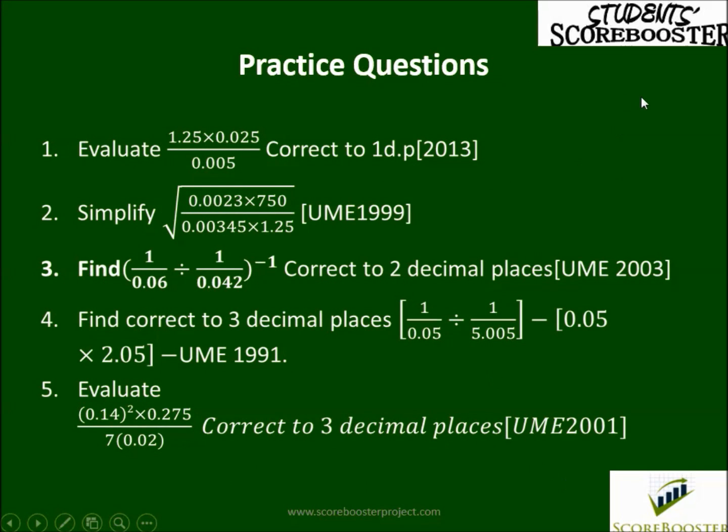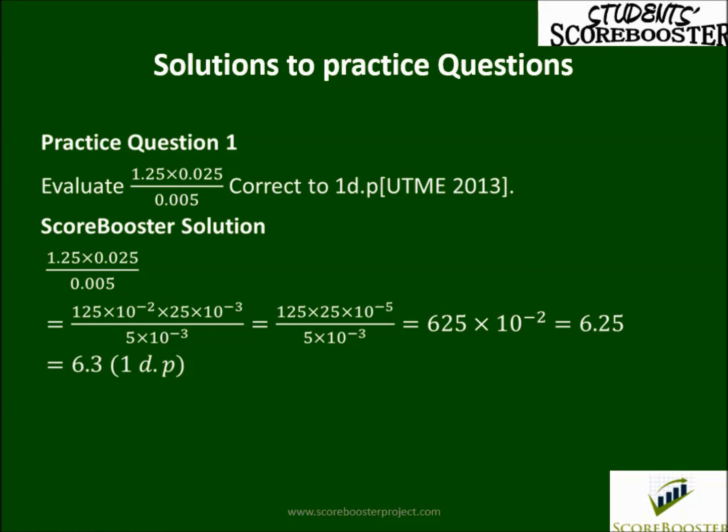So you can have a look at these practice questions on your own before going through the ScoreBooster solutions. So let's have a look at the solutions to the practice questions. Question 1: evaluate 1.25 times 0.025 times 0.005 correct to 1 decimal place. This question is from UTME 2013.